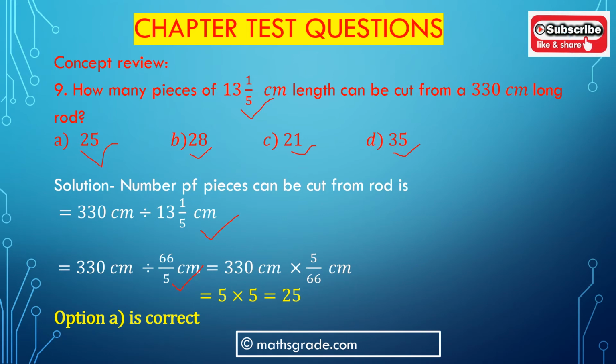Now 330 centimeter multiplied with the reciprocal of 66/5, and the reciprocal of 66/5 is 1 divided by 66/5, that is equal to 5/66. Now we get 330 centimeter multiplied with 5/66, and cancel 66 with 330, that is 5. Now we get 5 multiplied with 5, that is equal to 25. So option A is correct.